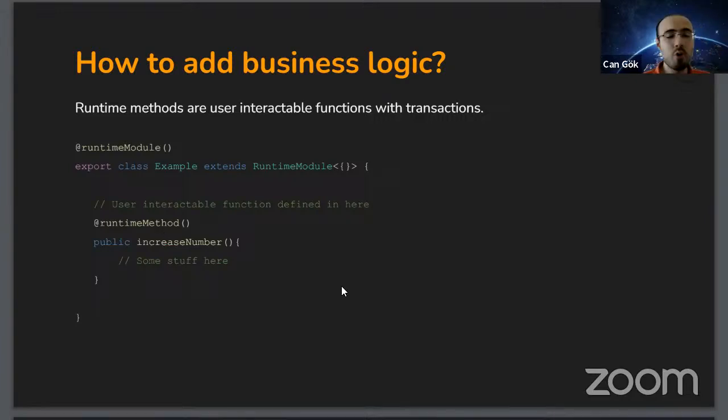Let's talk about how we can add the business logic of our application. Let's give a very, very simple example. We want to store how many times users interact with our appchain, so we can write a basic runtime method, and we can increase the interaction count by 1 each time a user interacts with our runtime method. We will see it in a little more detail. Here, we have the runtime method with the runtimeMethod decorator. You can see that it is very easy to describe as well, and we are defining a basic function with public increase number.